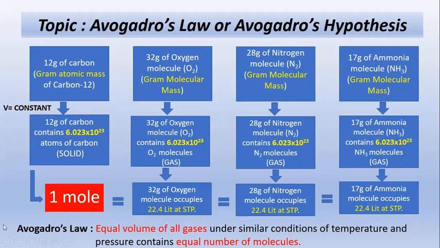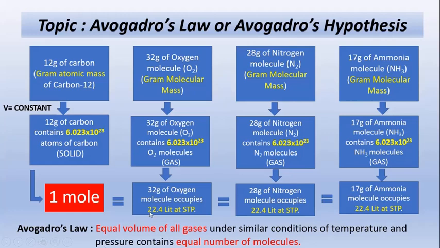Avogadro found out that there is a strong relation between the volume of a gas and the number of molecules. That's what his hypothesis is. See this concept: all the 22.4 liters have an equal number of molecules. So equal volume of all gases contains equal number of molecules under similar conditions of temperature and pressure. That's what the law is.